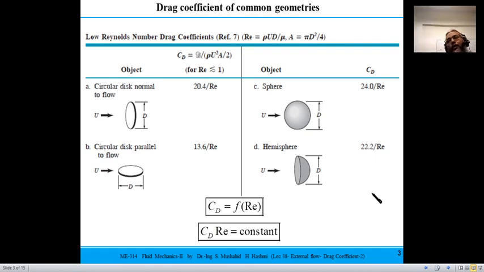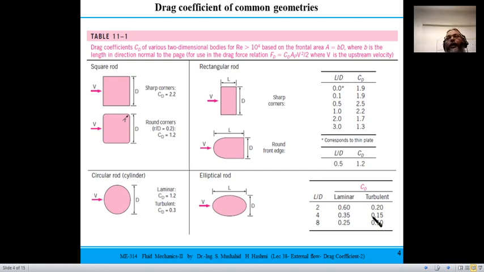One important notion is that whenever you are looking at different handbooks and tables for drag coefficients, you must look at how the Reynolds number is defined, how the reference area is defined, and at what values of Reynolds number the drag coefficient is applicable. So you cannot use them blindly. Okay, now look at another table for calculating the drag coefficient.